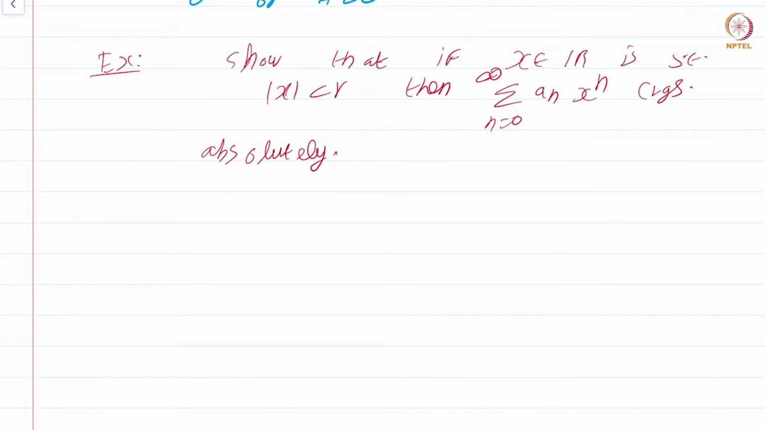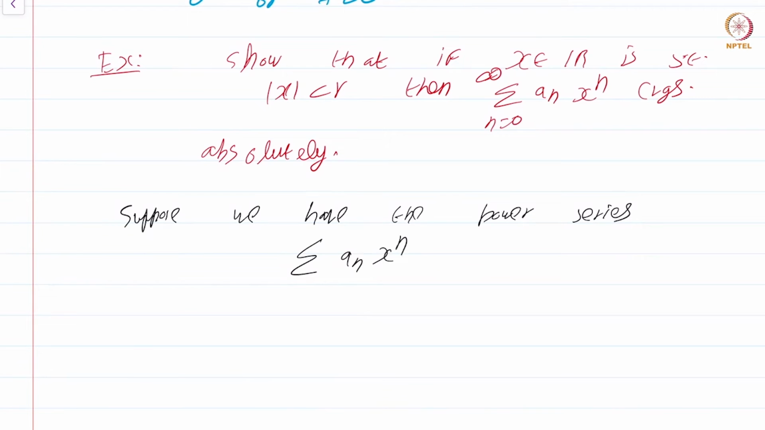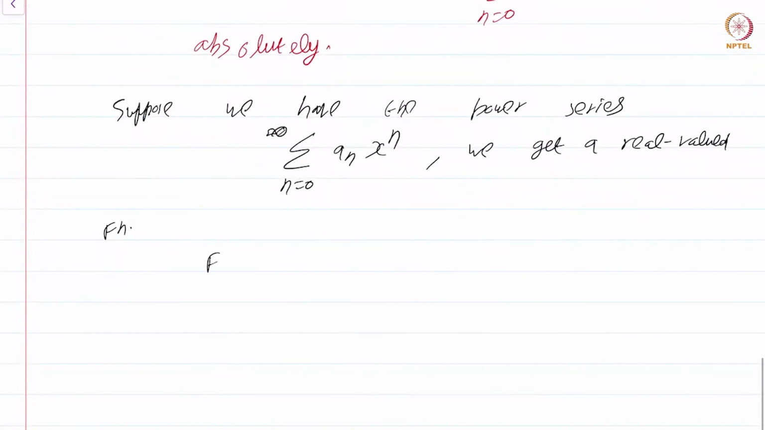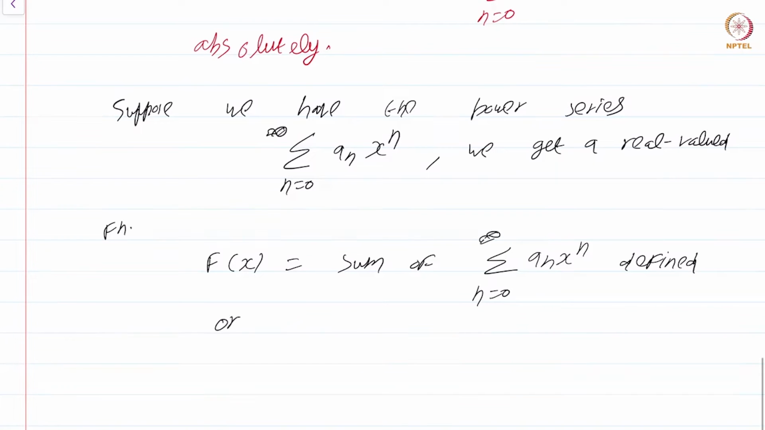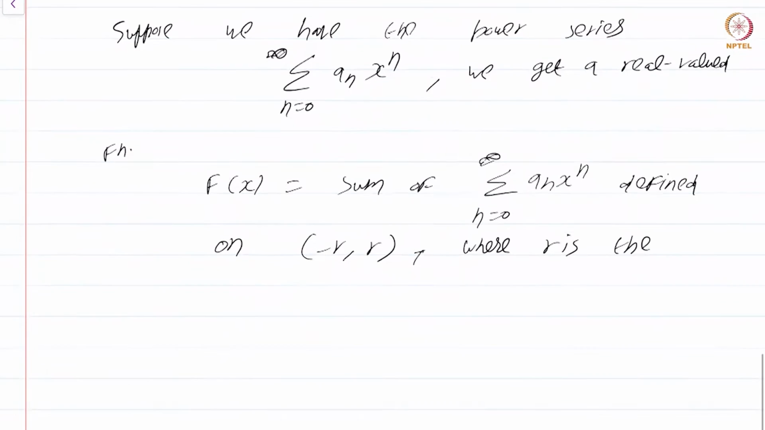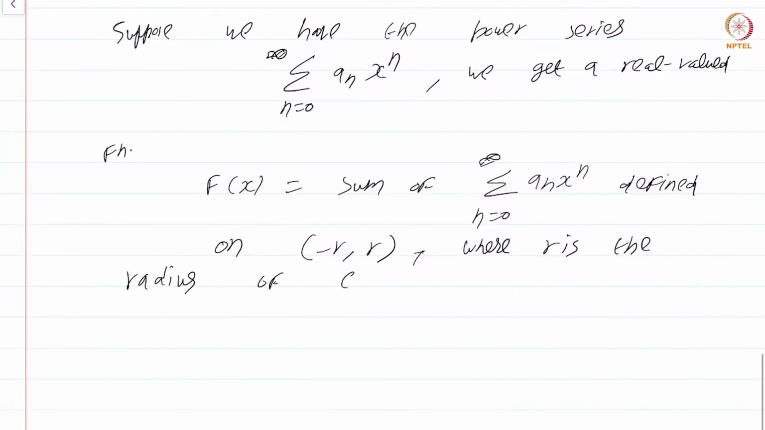Okay, so where does this leave us? Suppose we have the power series star, summation an x power n, n equals 0 to infinity. We get a real valued function f of x, which is defined to be summation n equals 0 to infinity an x power n, defined on minus r to r, where r is the radius of convergence. Okay, so we end up with a function f from minus r to r to the real numbers.